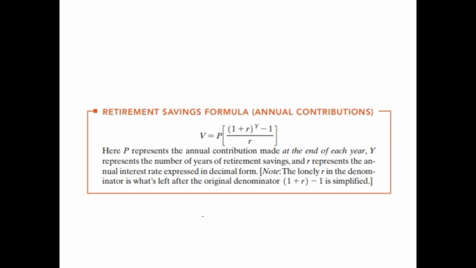There's a different formula for what happens if you make your deposits at the beginning of each year, which might seem to make more sense, but we're not going to go over that. You'd have to tweak this just a little bit, but we're not going to do that. So y represents the number of years of retirement savings, and r represents the annual interest rate expressed in decimal form. Note, the lonely r in the denominator is what's left after the original denominator, 1 plus r minus 1, is simplified, right? So r is the annual interest rate.